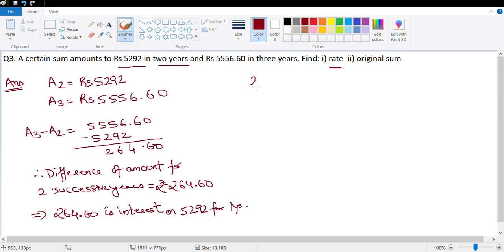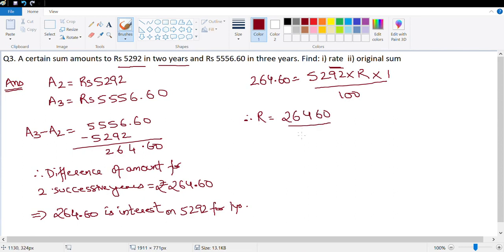Let's put it in the formula. Interest is equal to principal, which is 5292, into rate, we do not know, time 1 year, upon 100. Therefore, R is equal to 26460. I just cross multiplied, divided by 5292. Now this is directly divisible by 5. Therefore, R is equal to 5% per annum. First part of the question done.